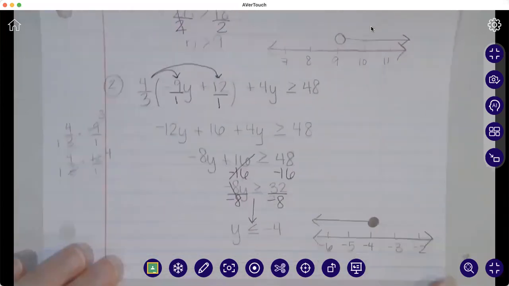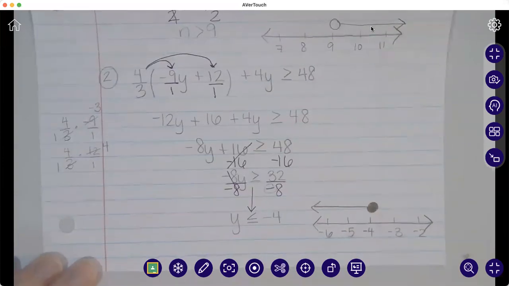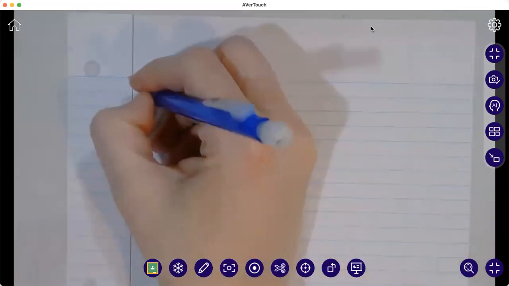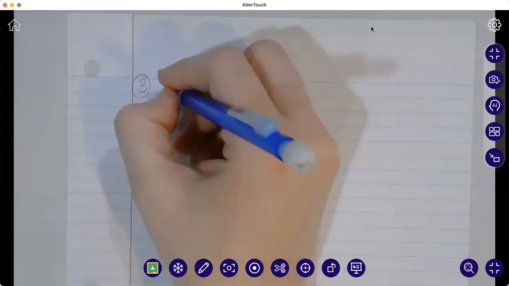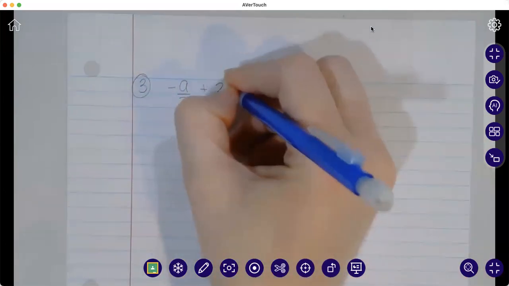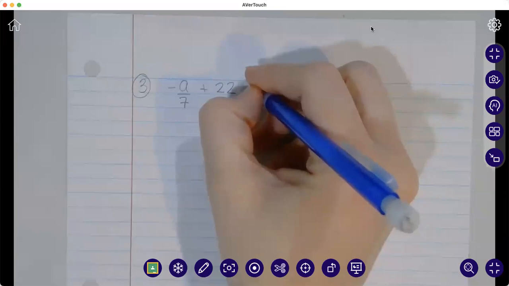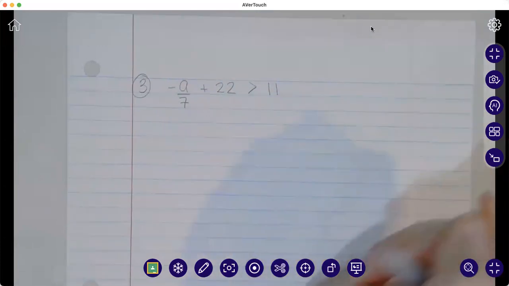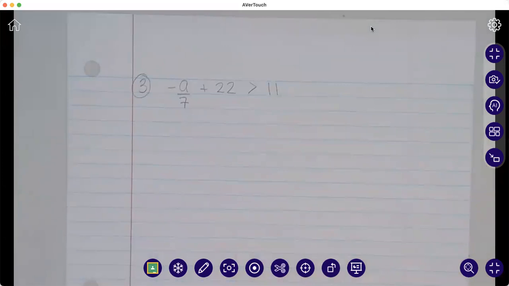Okay, hopefully that went well. And let's try our next one for number 3. All right, number 3. Negative a divided by 7 plus 22 is greater than 11. Negative a divided by 7 plus 22 is greater than 11.